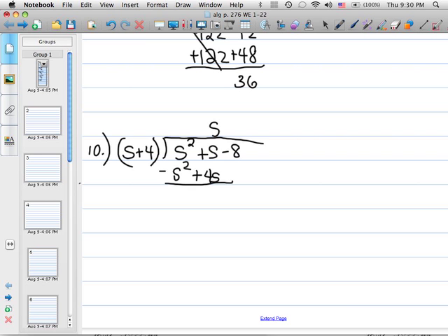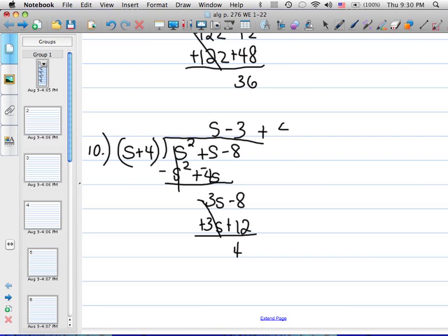Subtract, we get negative 3s, bring down the minus 8. To get s to be negative 3s, we need to multiply by a negative 3. Multiply the binomial, we get negative 3s minus 12. Subtract, change your signs, and we get 4. So our answer is s minus 3 plus 4 over the divisor, s plus 4.